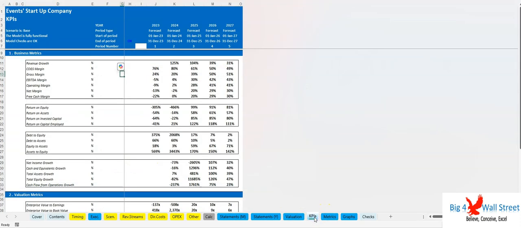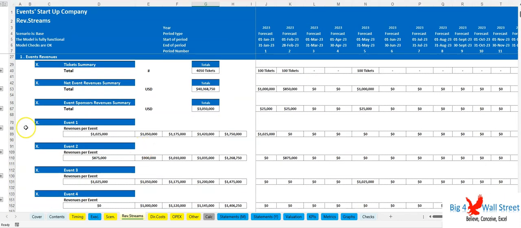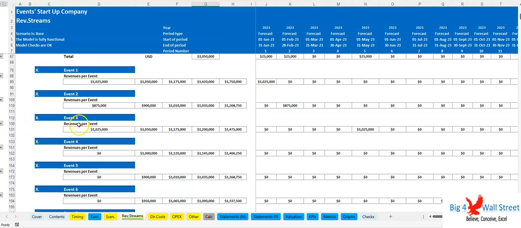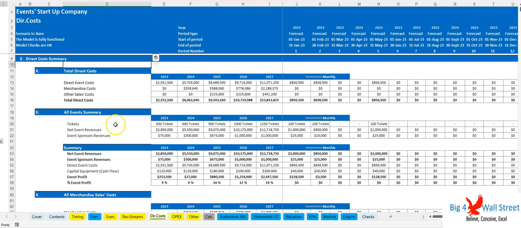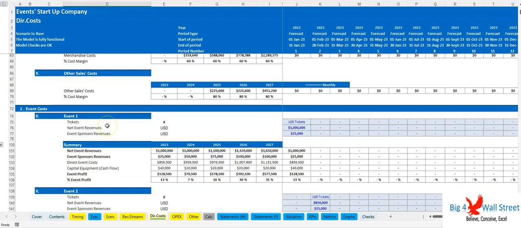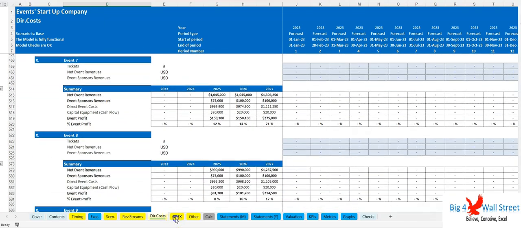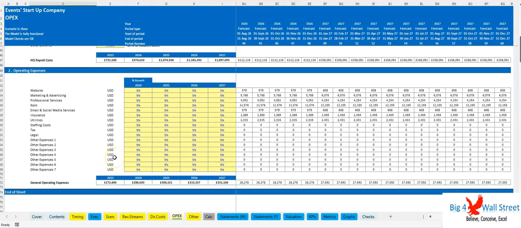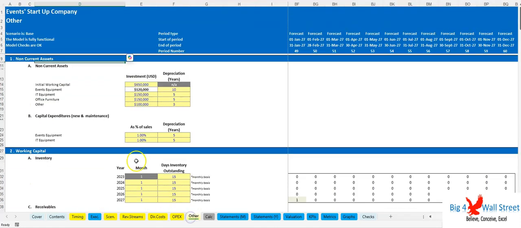Key components: revenue streams, income from ticket sales, sponsorships, licensing agreements, merchandise, and other event-based revenue. Direct and operating costs include detailed costs for event execution, staffing, marketing, logistics, and overhead. Capital expenditures, investments in equipment, IT, and furniture required to launch and scale operations.